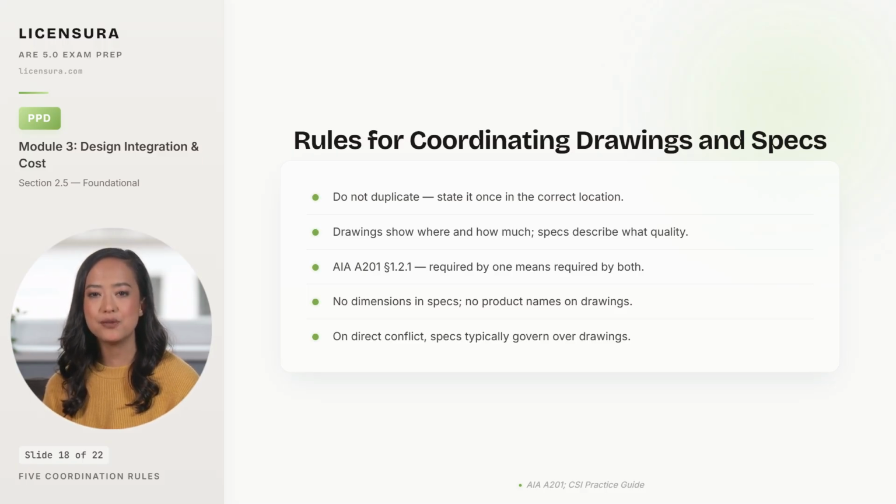And on direct conflict between drawings and specs, specs typically govern over drawings, though the controlling rule depends on the specific contract language. AIA A201 defaults to coordination rather than naming a winner, while many owner-modified contracts explicitly name specs as the controlling document. Walk away with these four takeaways, and your drawing-spec coordination questions resolve themselves.